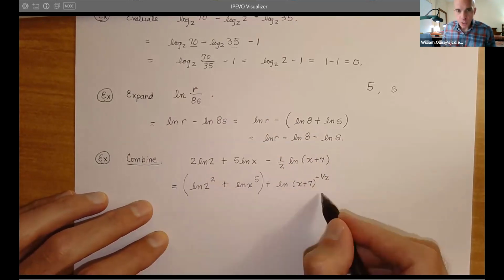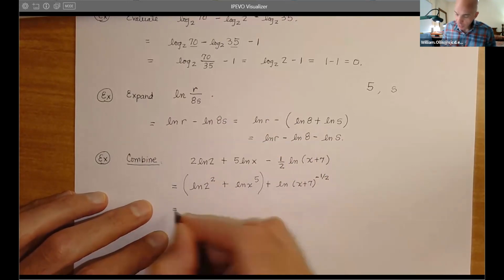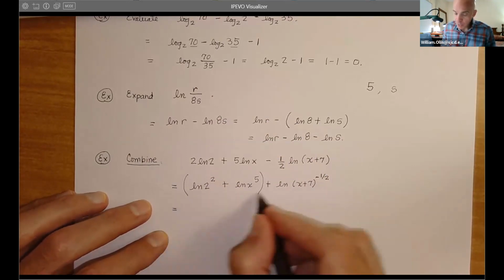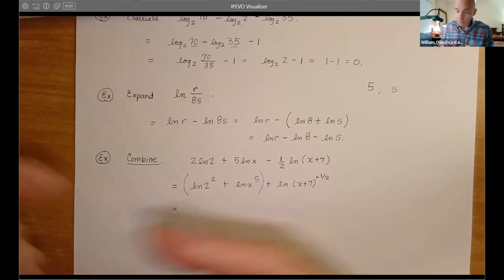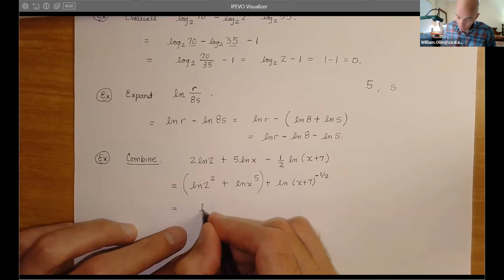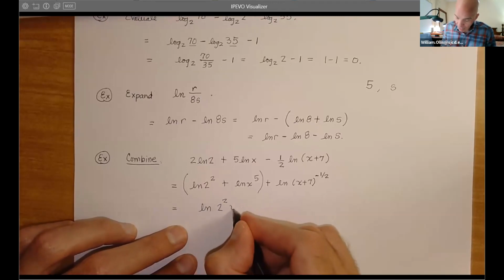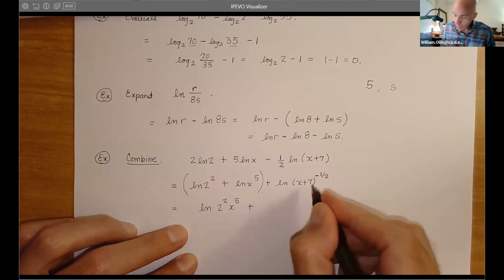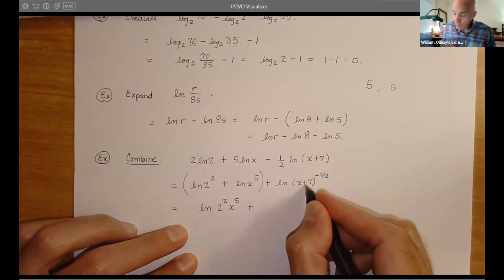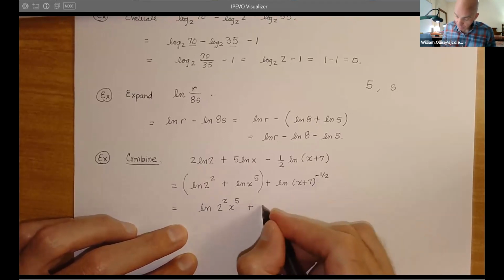So I'll just use associative law, and then I'll rewrite this one to get rid of the negative power. By the associative law, I've got the sum of 2 logs, which I can write as the log of a product. So I have natural log of 2 squared times x to the 5th. And that's a product. Now, if you like, I can go ahead and write the x plus 7 to the negative 1/2 as 1 over the square root of x plus 7.